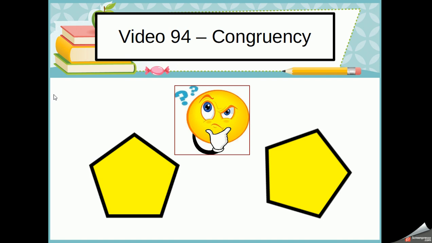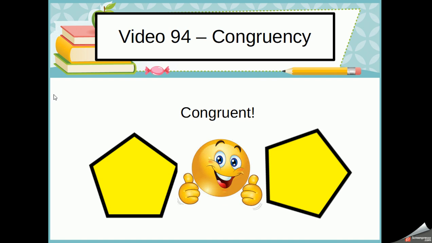What about these two then? Are they congruent or not? Well, they are congruent because all that's happened is the one on the right has been rotated slightly. So they have the same angles, they're the same shape. The one on the right has just been turned, so they are congruent.